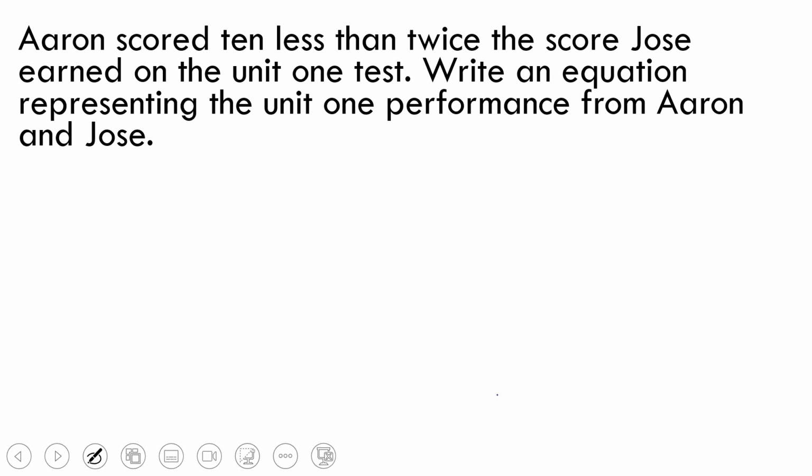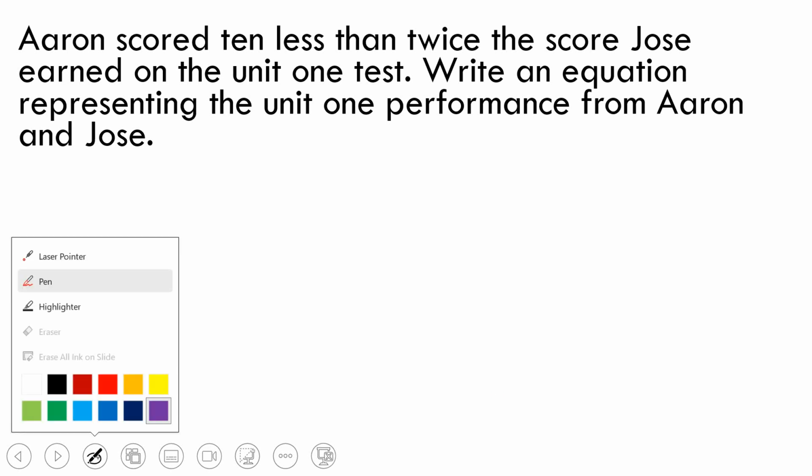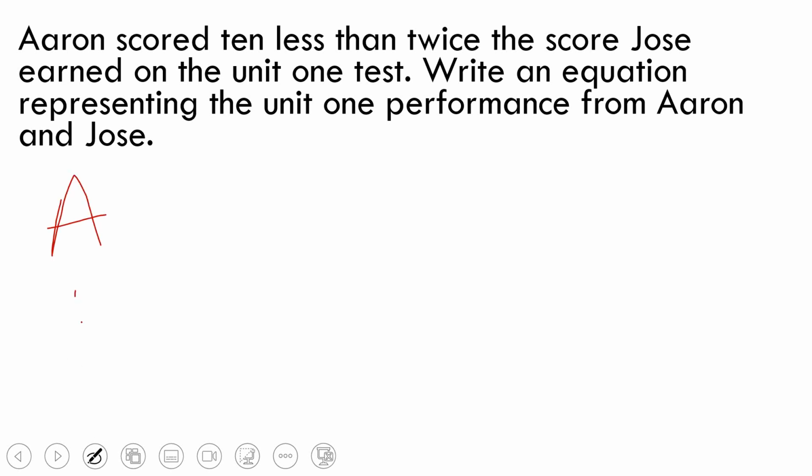Danny wants to come up to the board and do it. I love it, Danny. This is good, right? Okay. We got 2 people. We have Aaron and we have Jose. Aaron scored 10 less than twice the number that Jose scored. So this is very similar to the question with Danny and Luis.